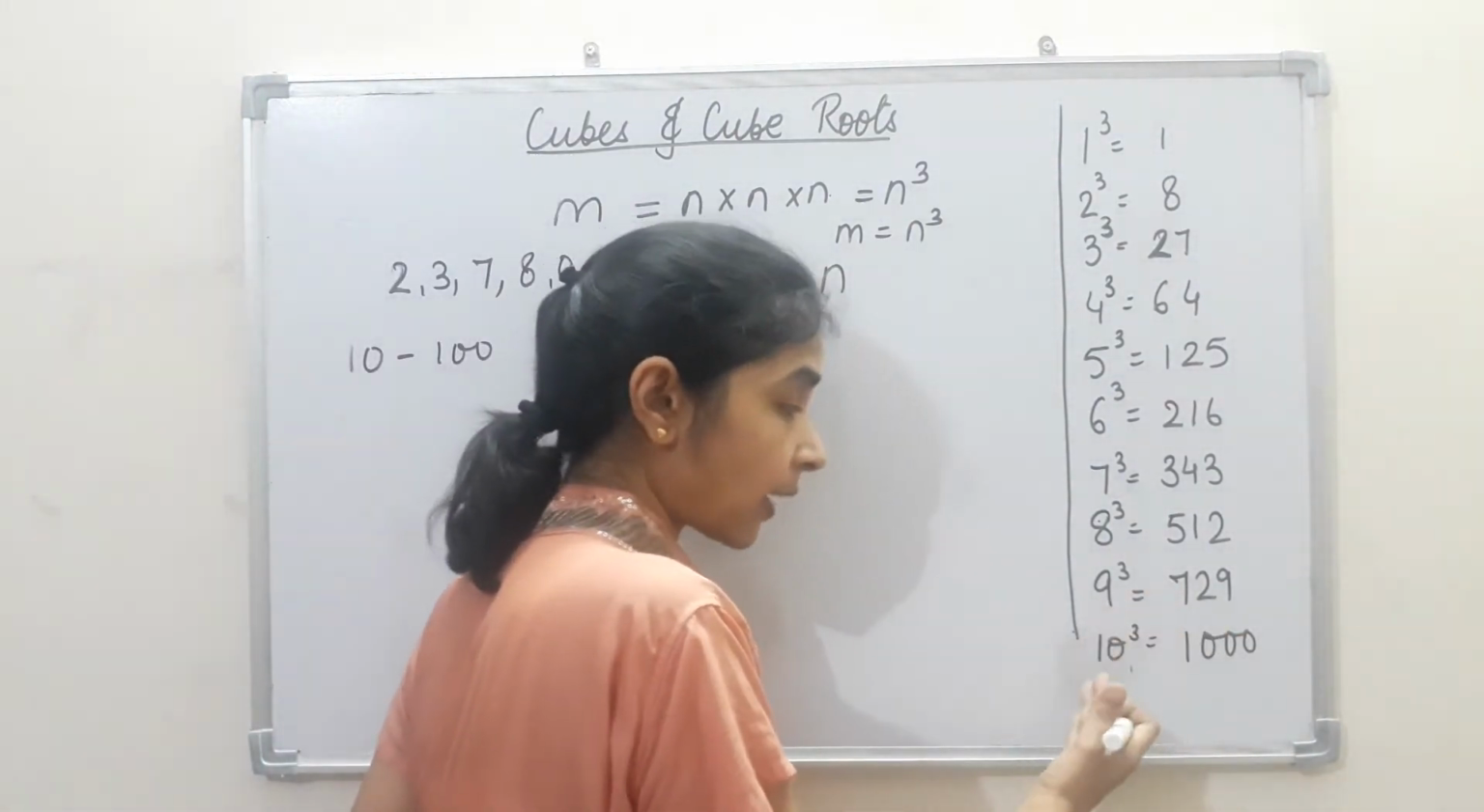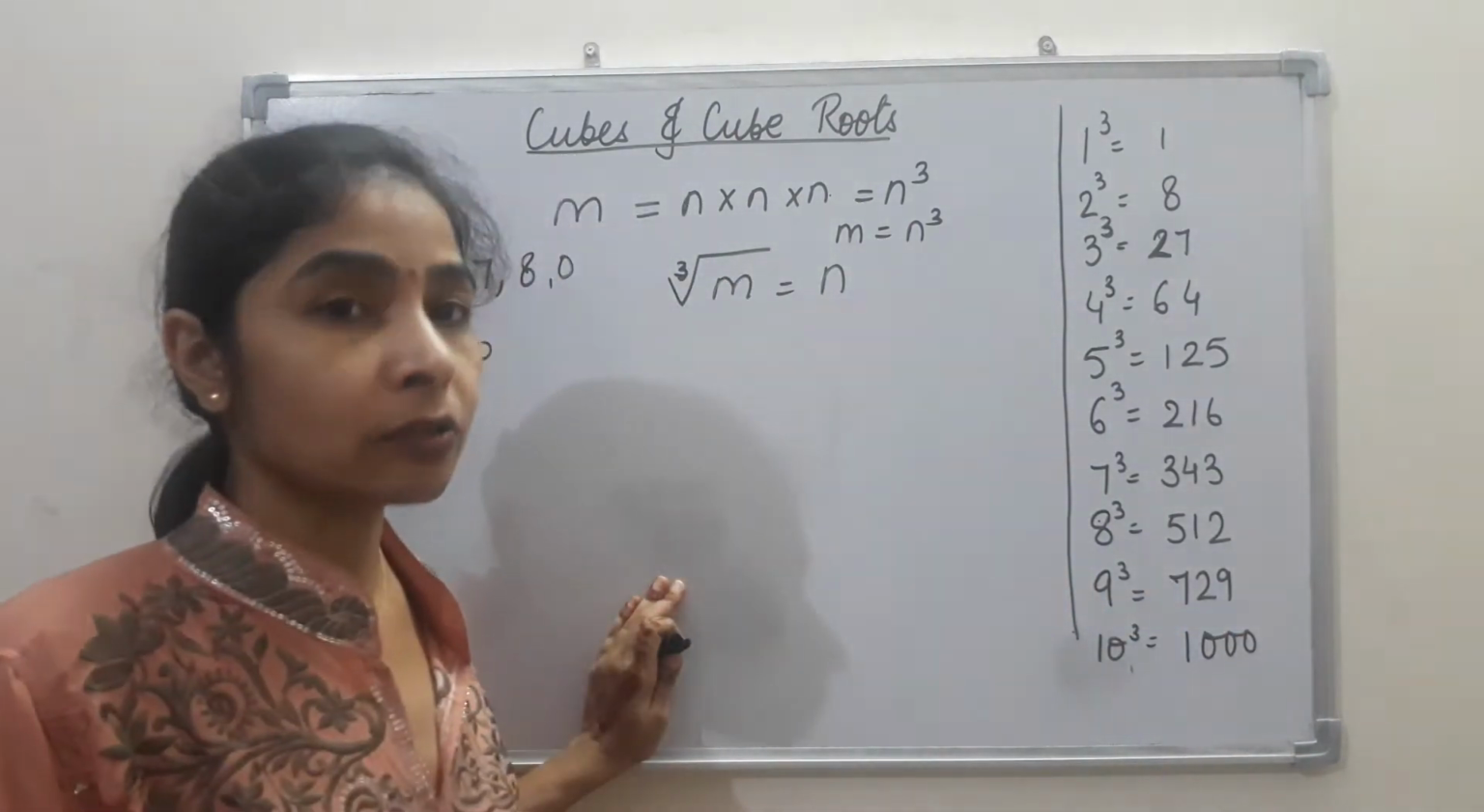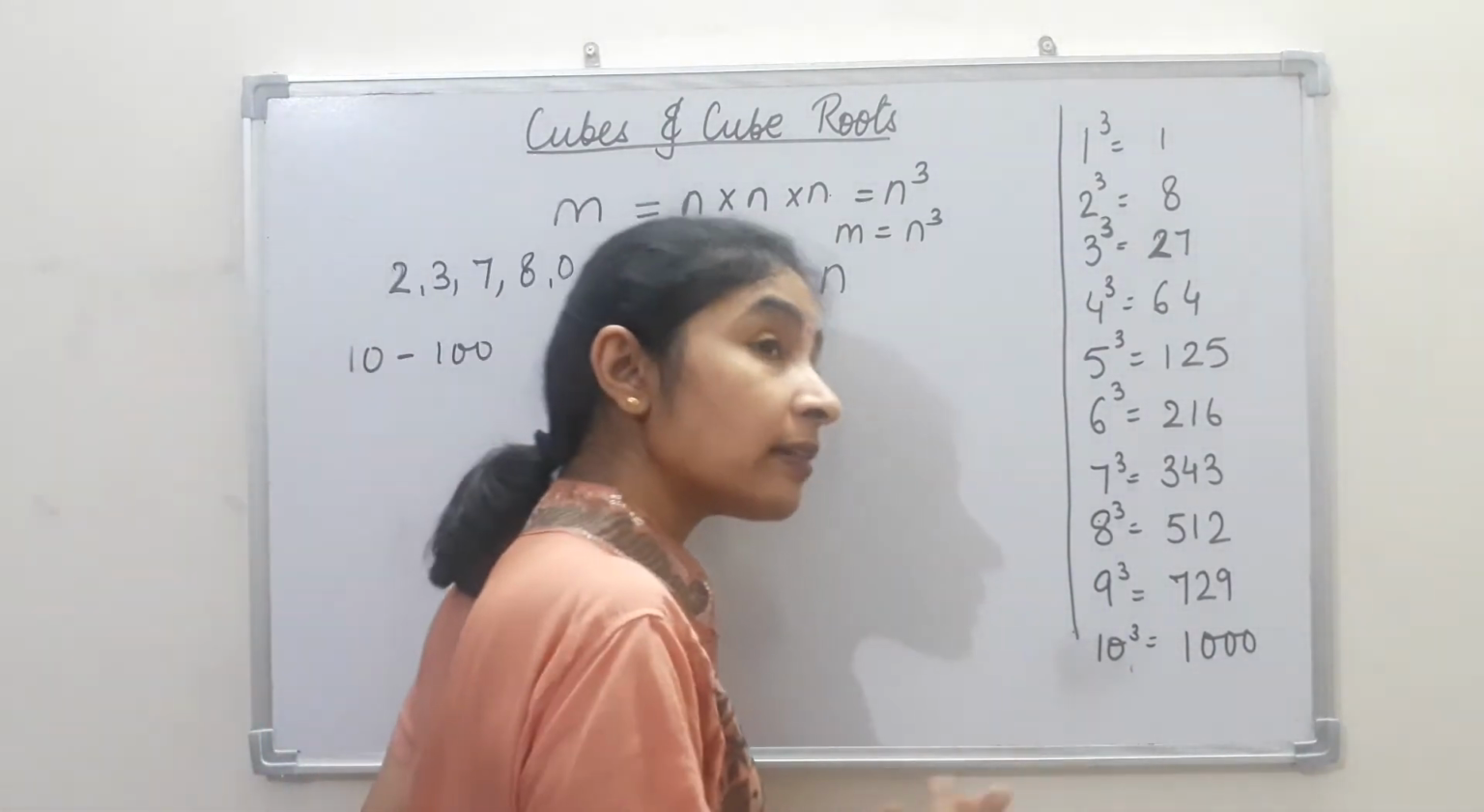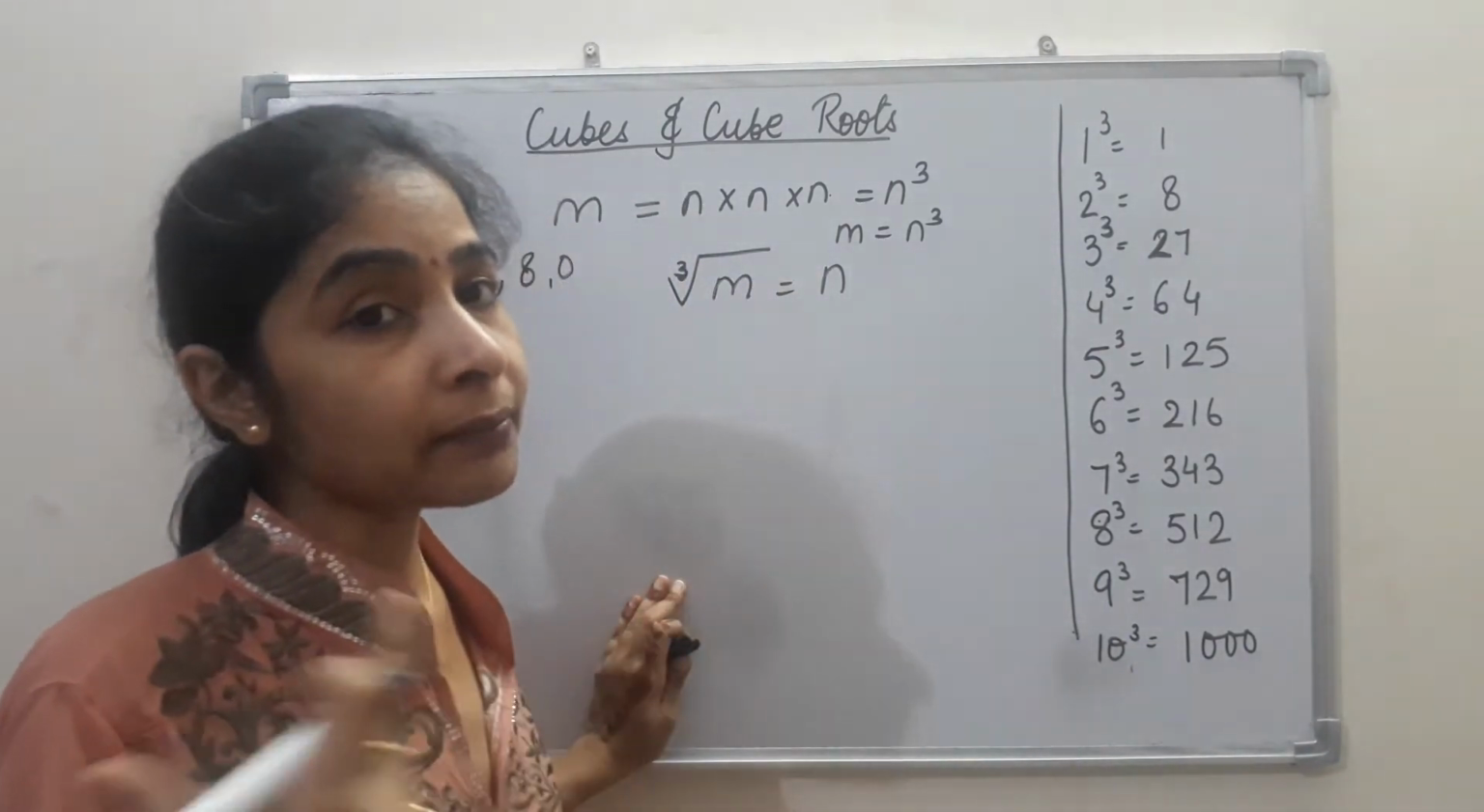Then in the cube of 100 we will get 6 zeros. It will go like this. In the cube of 1000 there will be 9 zeros. It will be in multiples of 3.